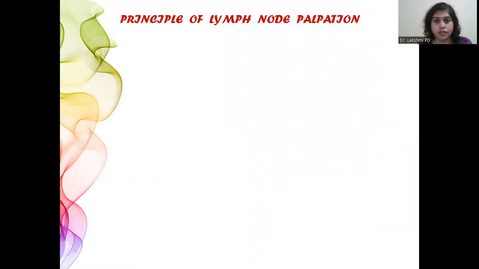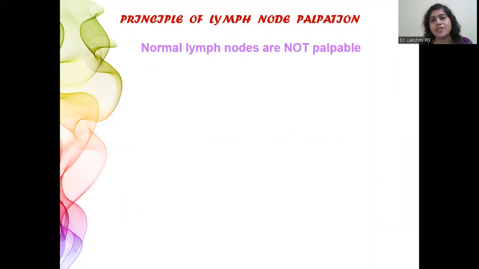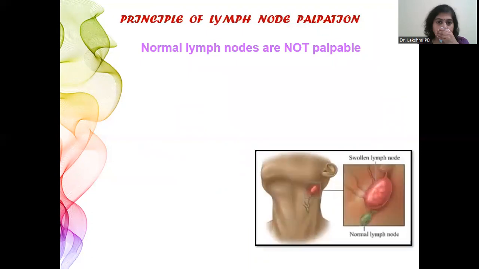So what is basically the principle of your lymph node palpation? You, me, all of us who apparently do not have any sort of infection or any underlying systemic disorder will not have our lymph nodes palpable. So keep in mind, normally the lymph nodes are not palpable. So in a patient, if you do not find any lymph node that is palpable, it means the patient does not have any underlying systemic disorder or some sort of infection. It doesn't mean that the patient does not have lymph nodes. It just means that the lymph nodes are normal.